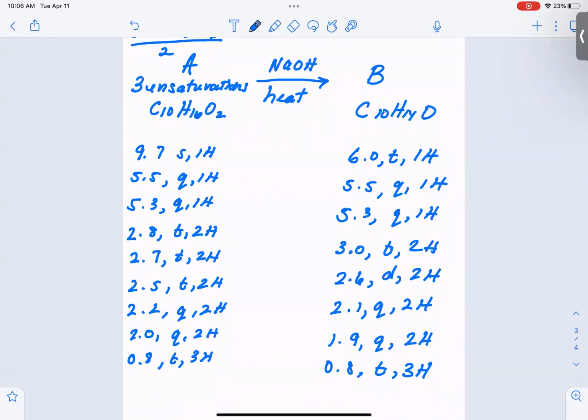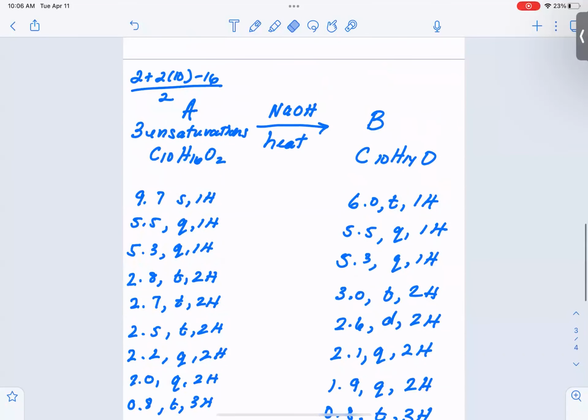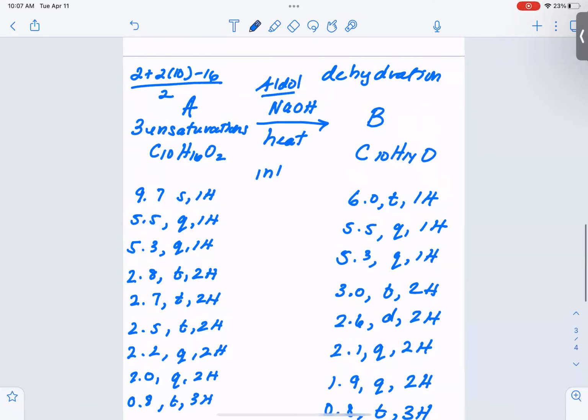And also look at the starting formula, right? You have 16 hydrogens and 2 oxygens, whereas you only have 14 hydrogens and 1 oxygen. So what did you lose here? I heard it. Water, okay? So you did some type of dehydration. Okay, and you have NaOH and heat. So this should make you automatically think, what reaction? Aldol reaction. Okay, and it's most likely intramolecular.